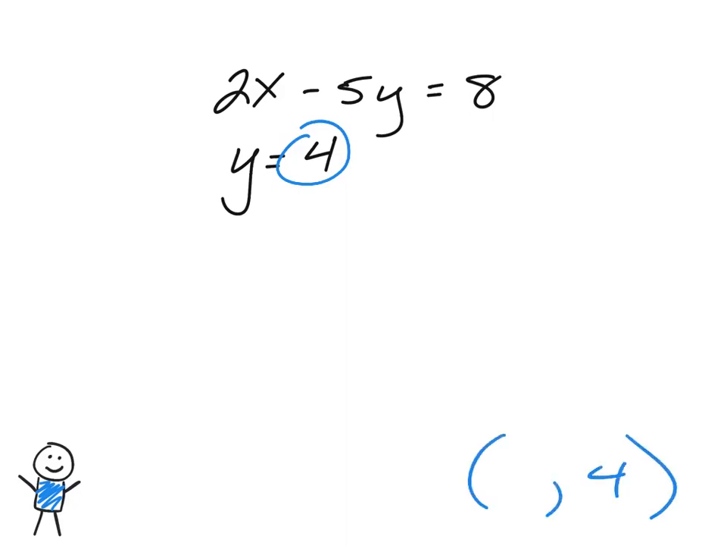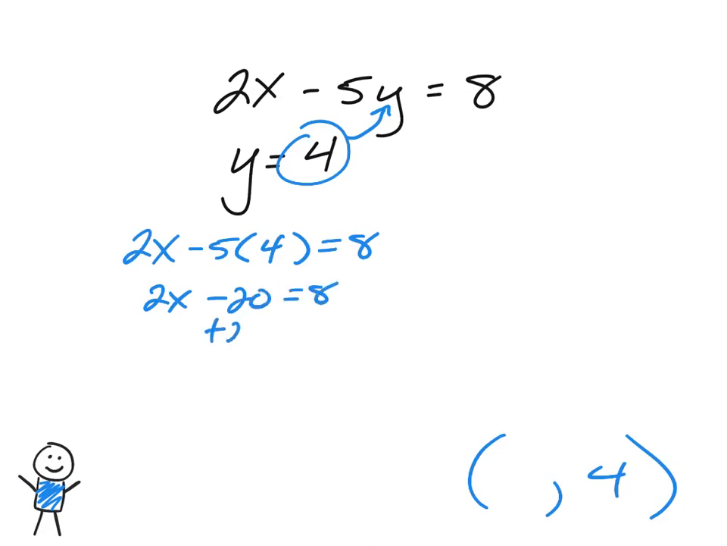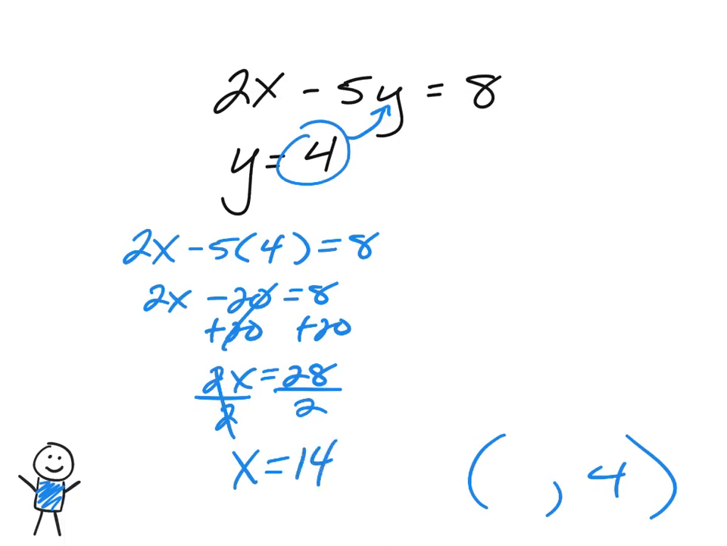I know the y value of my answer is going to be 4. Let's take that y, substitute it in place of y in the first equation, and see if we can solve for x. 2x minus 5 times y equals 8, but in place of the y value, I'm going to plug in that 4. This would give me 2x minus 20 equals 8. I'm going to add 20 to both sides to cancel it from the left, leaving me with 2x equals 28. One last step to cancel multiplying by 2 would be to divide both sides by 2, giving me an x value of 14. And that completes my point that is a solution to this system of equations.